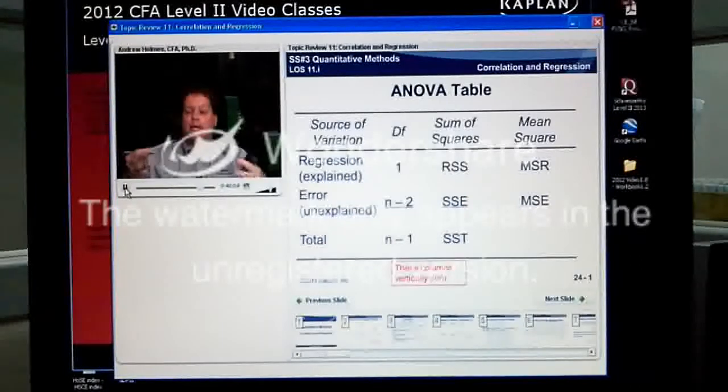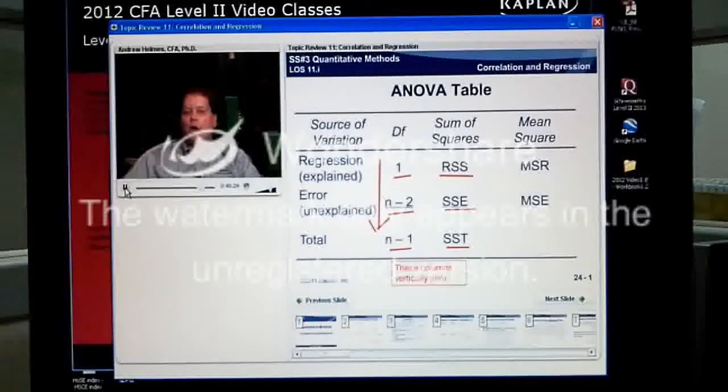Remember, as you're looking at this, and this is the Sudoku part, that this first column sums vertically. So 1 plus n minus 2 is equal to n minus 1, right? Also remember that what is explained by the regression equation plus what is not explained by the regression equation has to equal the total sum of squares, right?